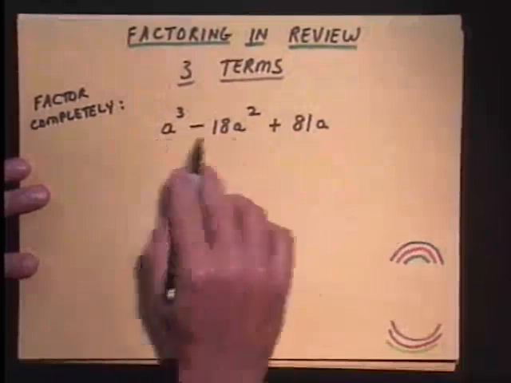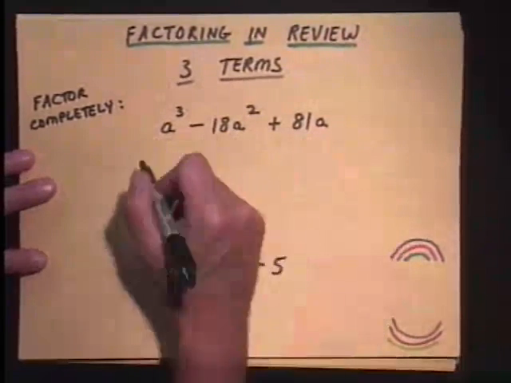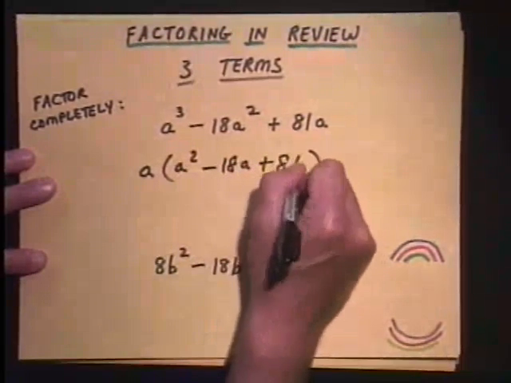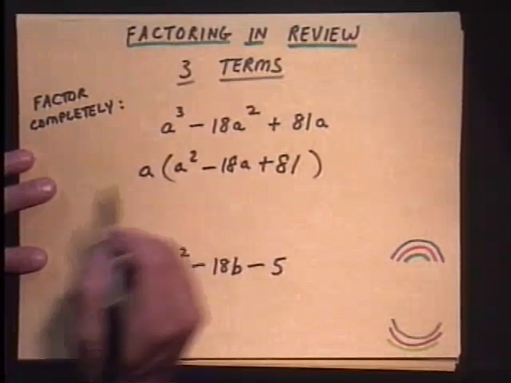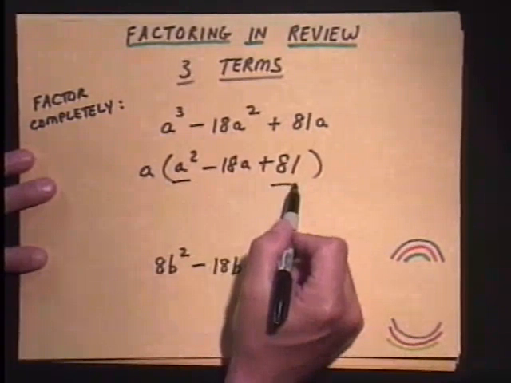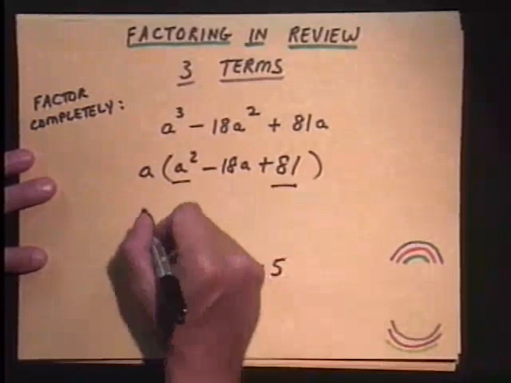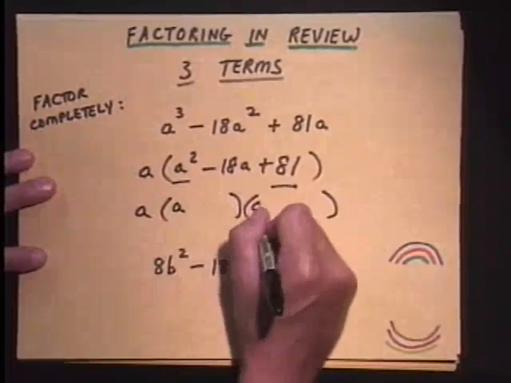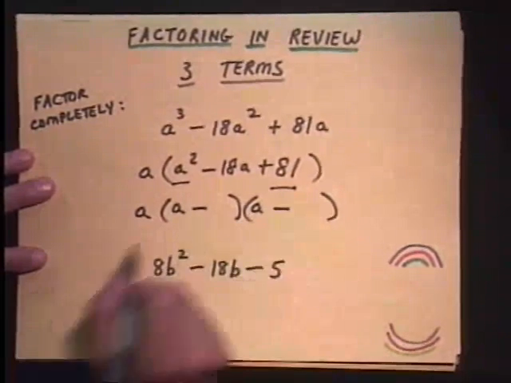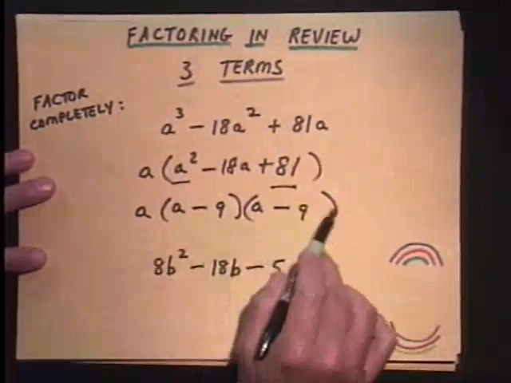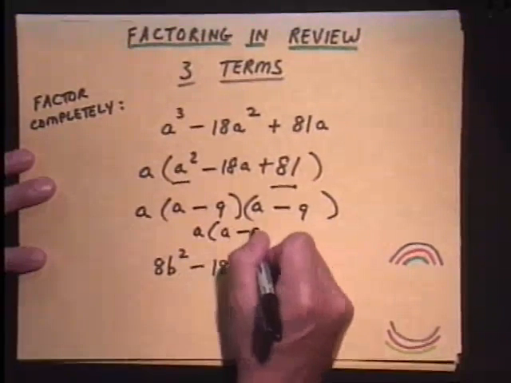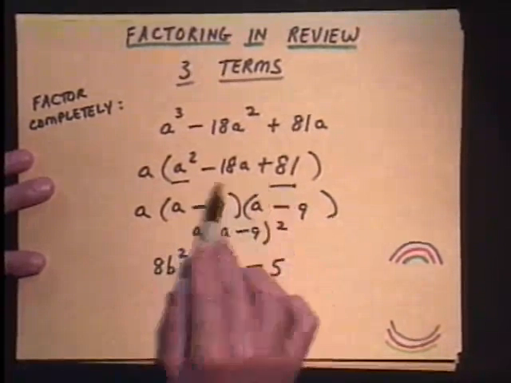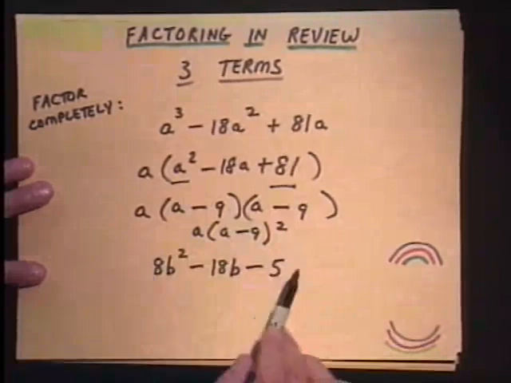All right, so on this first trinomial, I see a common factor of a you can take out, and that'll leave you with a squared minus 18a plus 81. Am I done? No, because there is a trinomial square. All right, so first and last terms are perfect squares. Let's see if we can get two of the same things in here. A minus 9, 9. So that one factored into a times a minus 9 quantity squared. All right, so look for that trinomial square. Life is good.